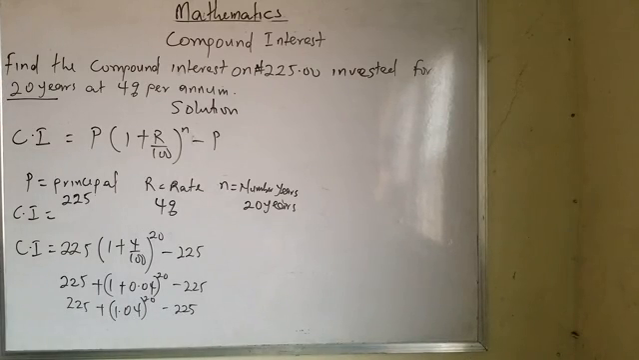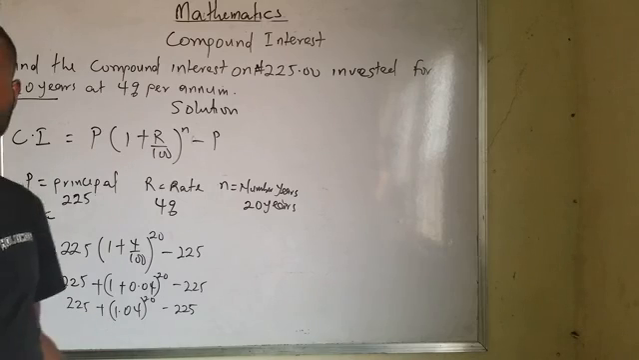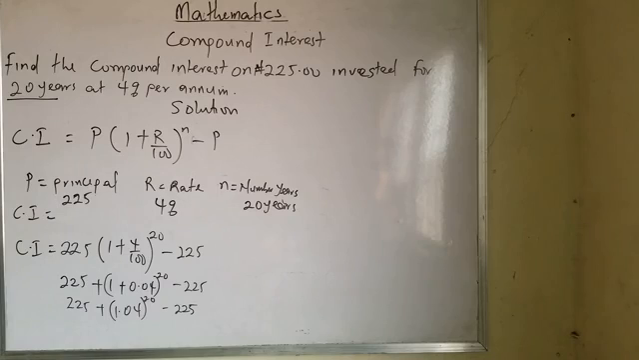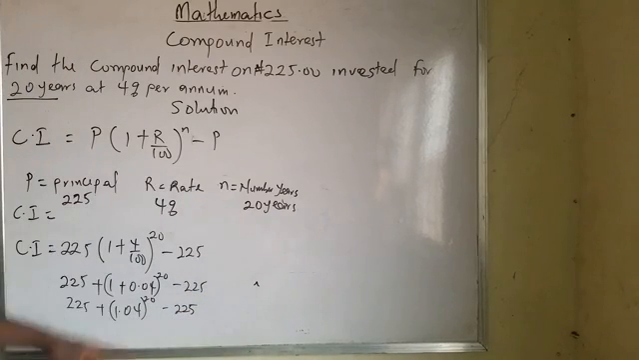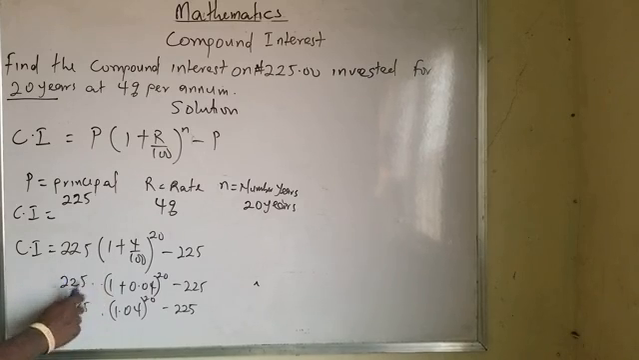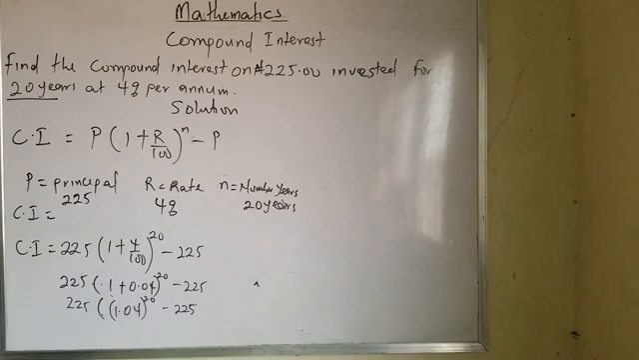Now, just press your calculator. When you press your calculator, press this number, then the power key, which is how you raise to a power, and you put 20 there. It will give you your answer. This is a bracket, not a plus.